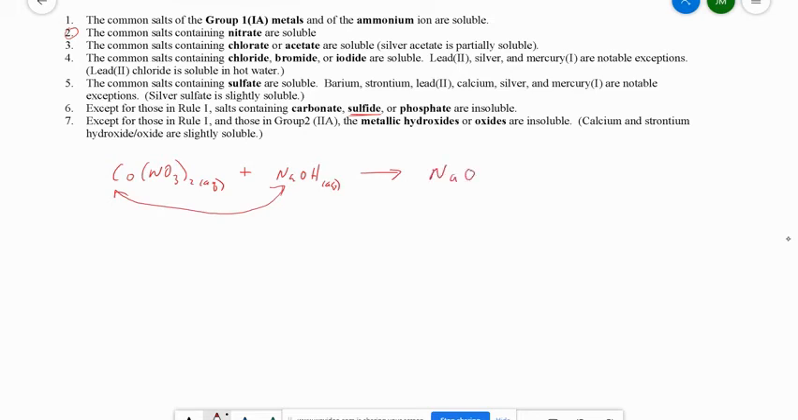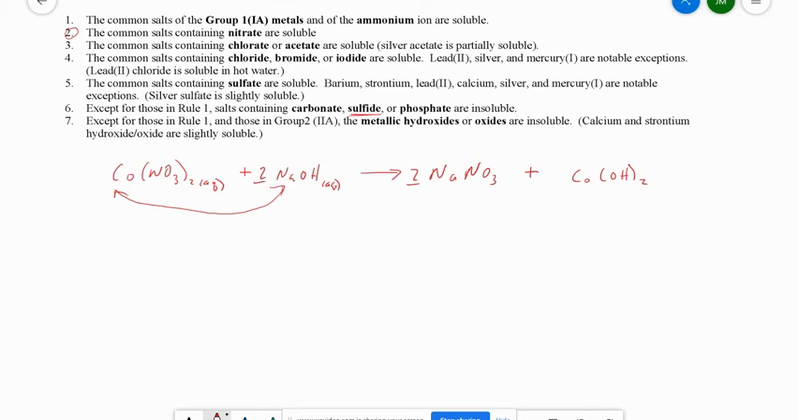If we switch these, we're going to end up with sodium nitrate and cobalt 2 hydroxide. Cobalt has a +2 charge because there are two negatives on this one. So cobalt 2 hydroxide here. First of all, we can make ourselves happy and balance this. There we go. But now let's determine if either one of these is going to be soluble.